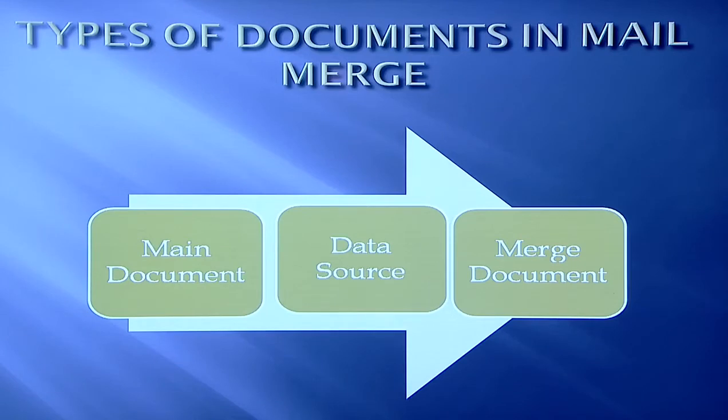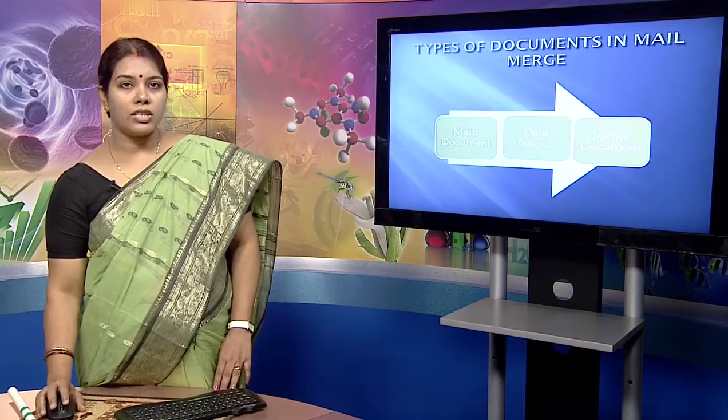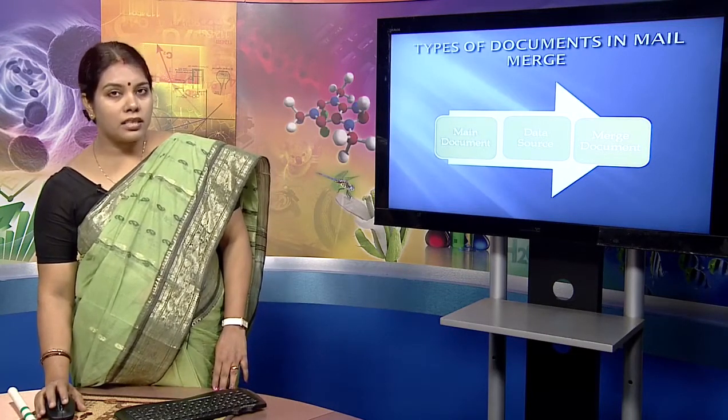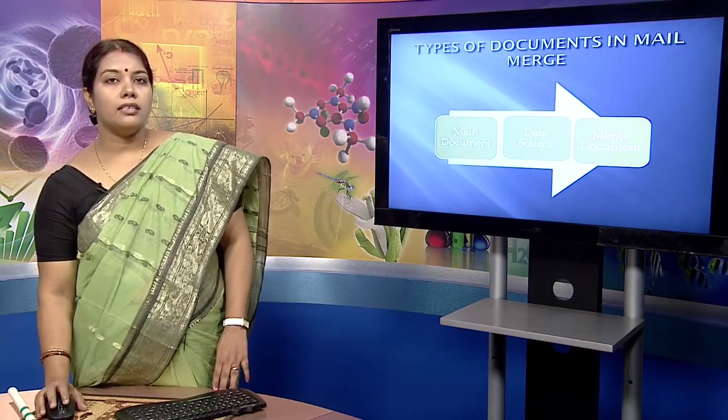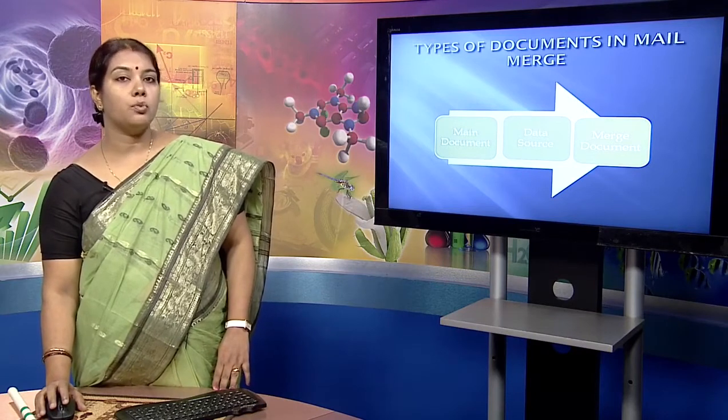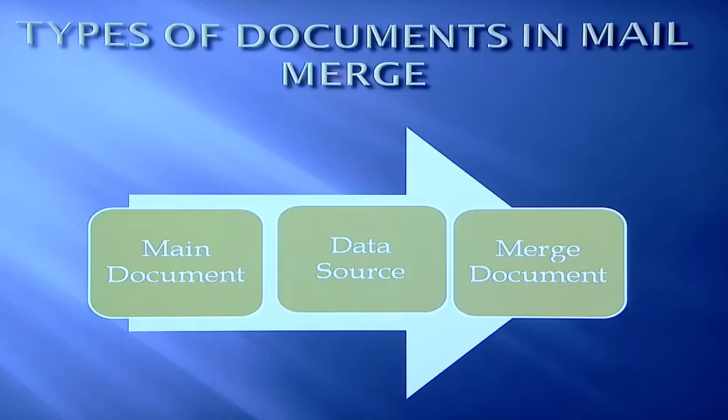So, what is a main document? The main document is basically the personalized document such as a standard letter, envelope or mailing label. It is the document containing the text and graphics that stay the same for each version of the merge document. For example, say I want to write an admission letter. That admission letter will remain the same for every enrolled student, but the name, address, enrollment number etc. will keep on changing.